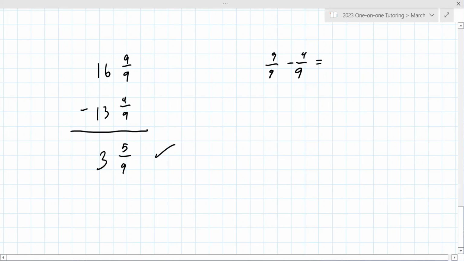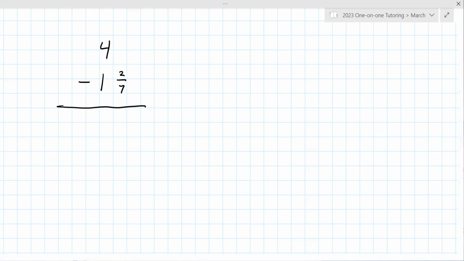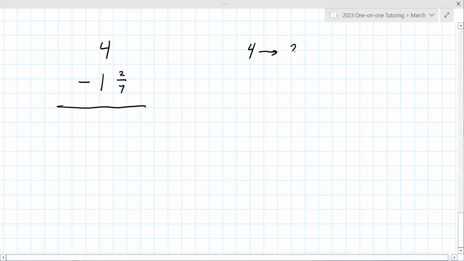So let me know when you're ready for a new question. I'm ready for the new question. So let's ask you to do just a tiny bit more in this problem. Let's say it's 4 minus 1 and 2/7. Now, do you see that there's no fraction here next to the 4? Yeah. All right, so that's not good. That 4, though, can be broken up into 3 plus 1.